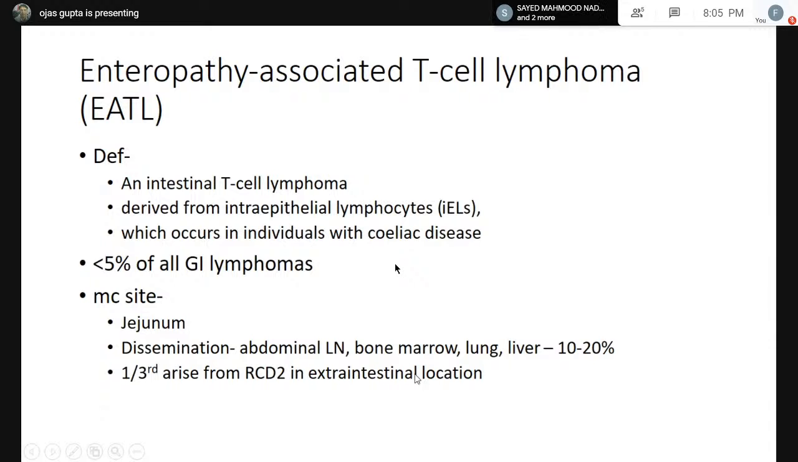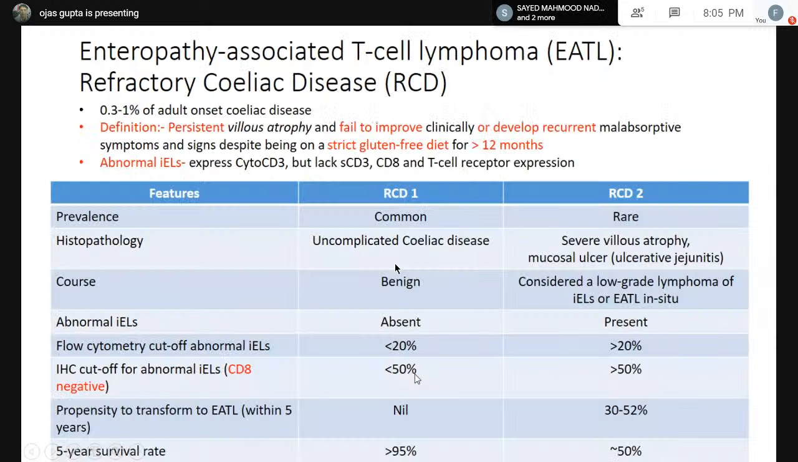Now, what is refractory celiac disease? So this is seen in 0.3 to 1% of adult onset celiac disease. Refractory celiac disease is persistent villus atrophy that fails to improve clinically, or with recurrent malabsorptive symptoms and signs, despite being on a strict gluten-free diet for more than 12 months. Now, this RCD is divided into type 1 and type 2 based on absence or presence of abnormal intraepithelial lymphocytes.